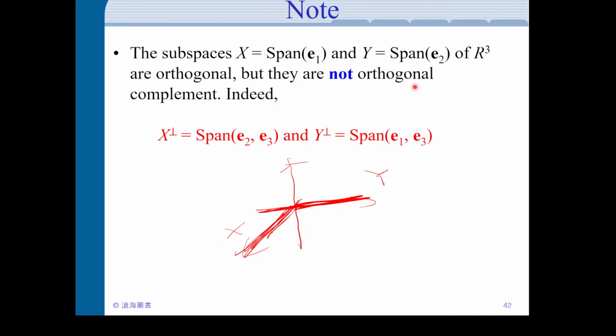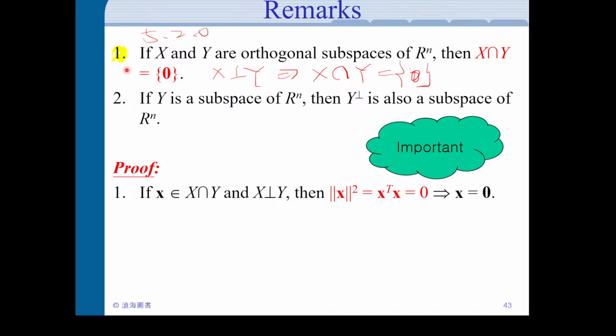So just go back here. You have the x-axis orthogonal to the y-axis, and then their intersection is just this zero point. Any two subspaces must have an intersection, because any subspace must contain the zero vector.